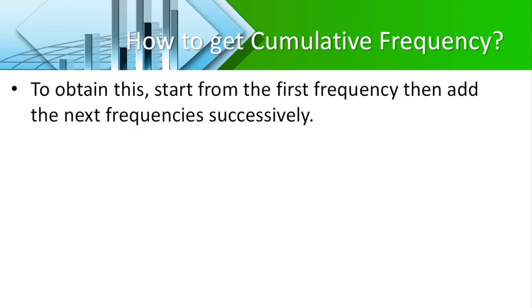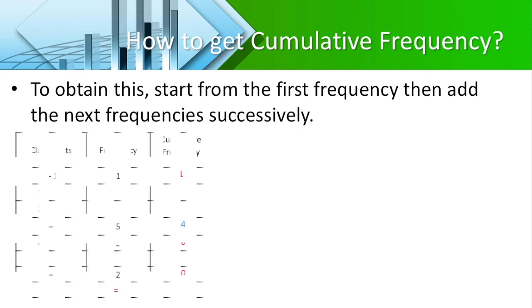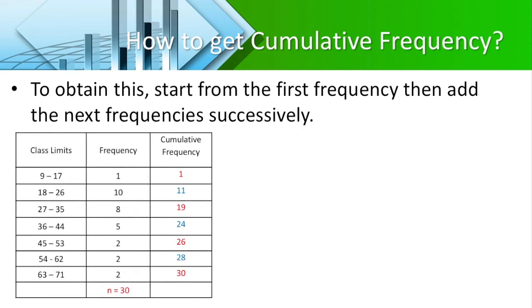So meaning, in finding or getting cumulative frequency, we will just add it from the start up to the end. To obtain this, start from the first frequency, then add the next frequency successively. Using the same table, we will start from the first frequency, which is 1. That is where we will start. And add the next frequency, that is 1 plus 10 is equal to 11.